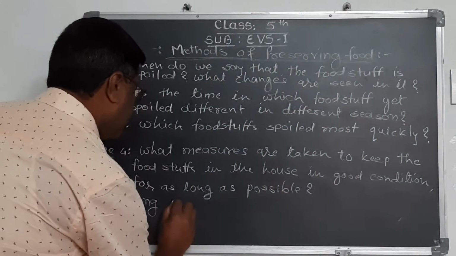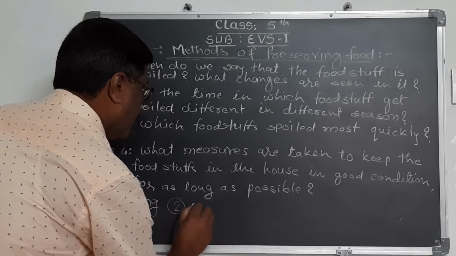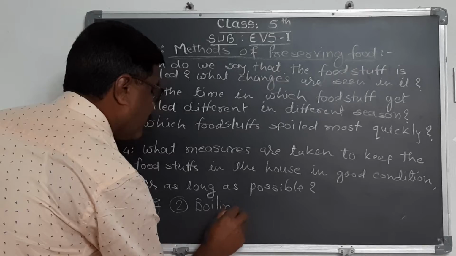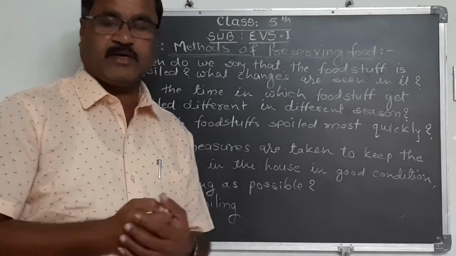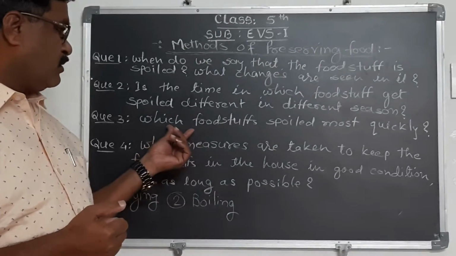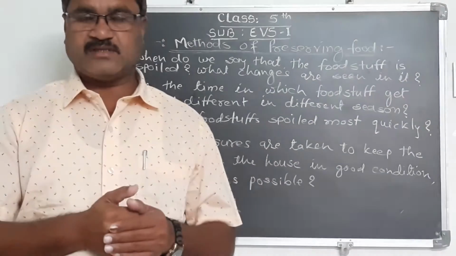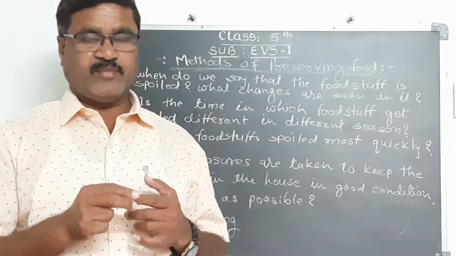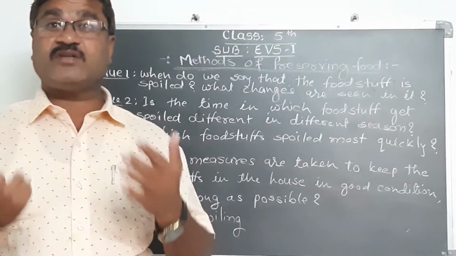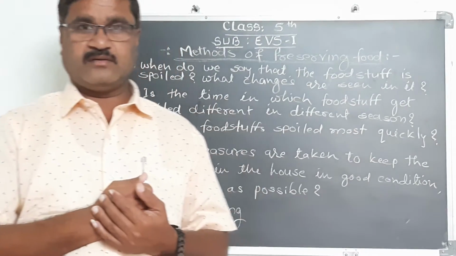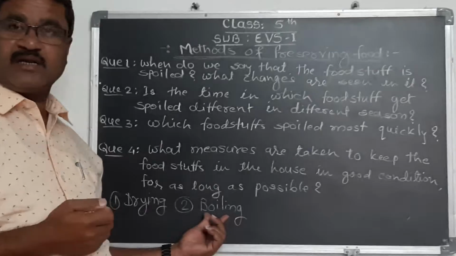Then second is boiling. In this measure, liquid substances like milk, curries, vegetables, mango pulp, etc. are spoiled quickly. And if you have to preserve them, we boil them from time to time.